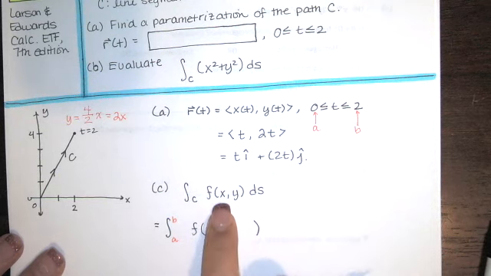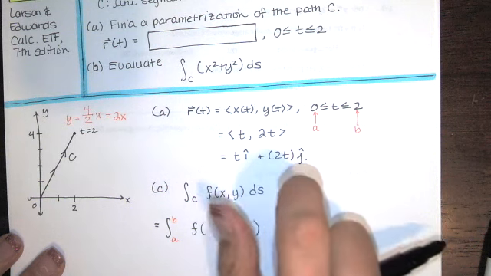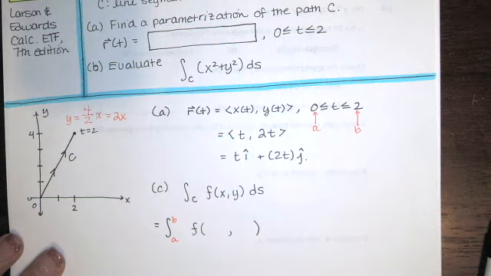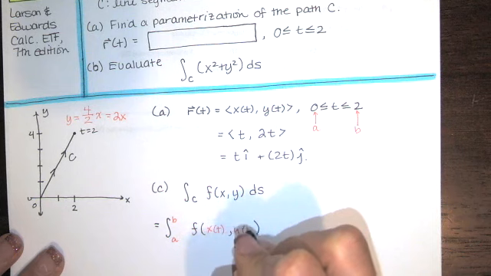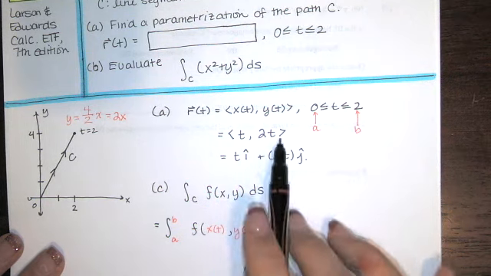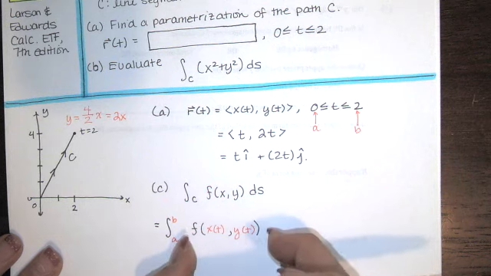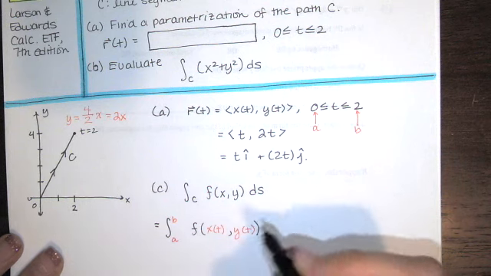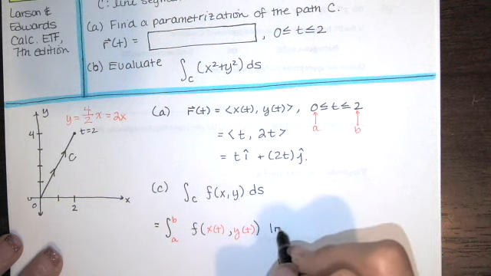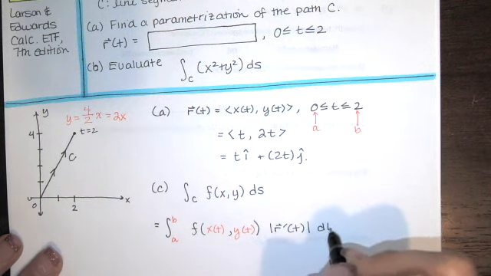We know what x is in terms of t when we're on that path, it's given by t, and we know what y is in terms of t, it's given by 2t. In general, I would substitute those equations for x and y of t here, and now my original integrand is written in terms of t. Now remember, ds is a tiny length. That tiny length turns out to be the magnitude of r prime of t times dt.